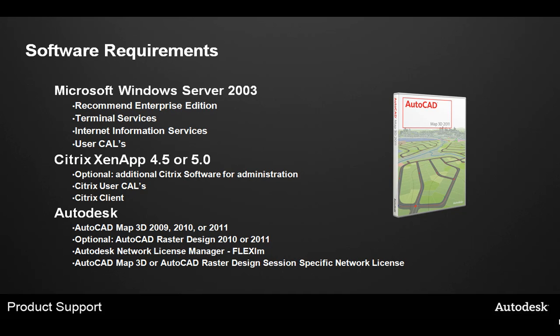For Autodesk software, AutoCAD Map 3D 2009, 2010, and 2011 are Citrix ready. Optionally, you can install AutoCAD Raster Design 2010 and 2011. You'll need the Autodesk Network License Manager, and you'll also need special network license files to be configured in that Network License Manager.